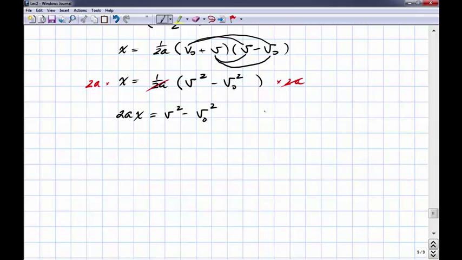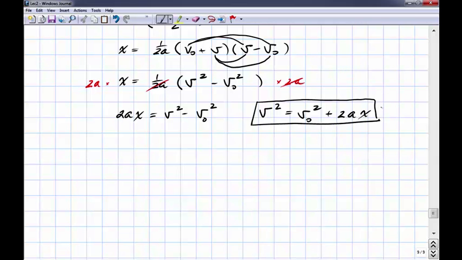And finally, if we solve this for v squared, we get a result of v0 squared plus 2ax. We'll wrap that up in a box and call this equation number 5.